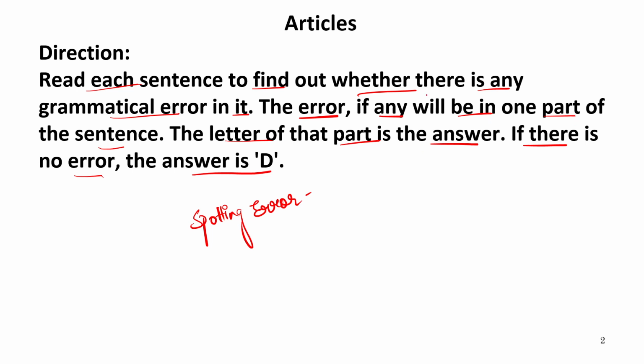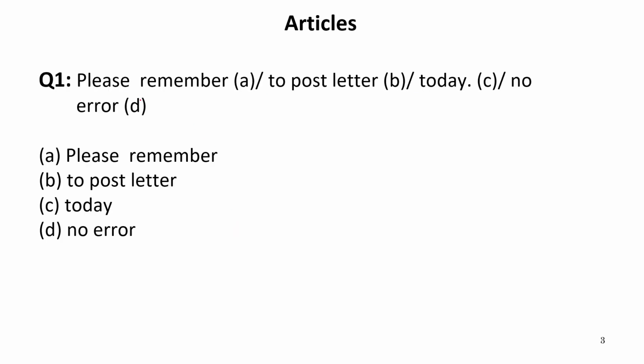We have to select that particular part that contains the error. There is only one grammatical error in the sentence. It means there is only one part that contains the error that we have to look for. If the sentence is absolutely correct, our answer will be D, that is no error. It means the sentence contains no error. So let's begin the sentences. The first sentence is, please remember to post later today.